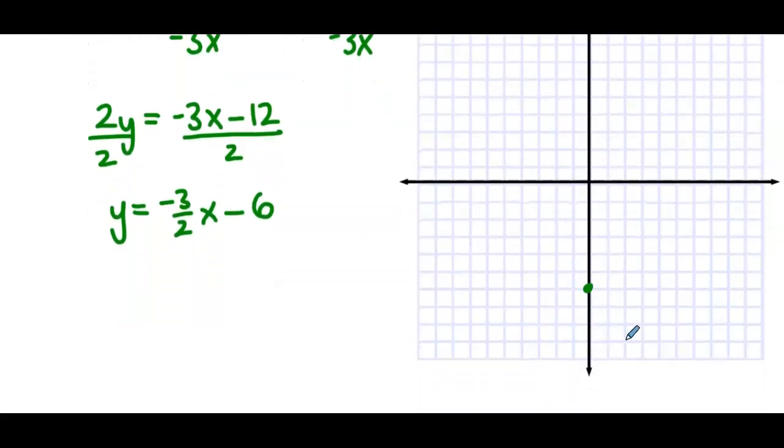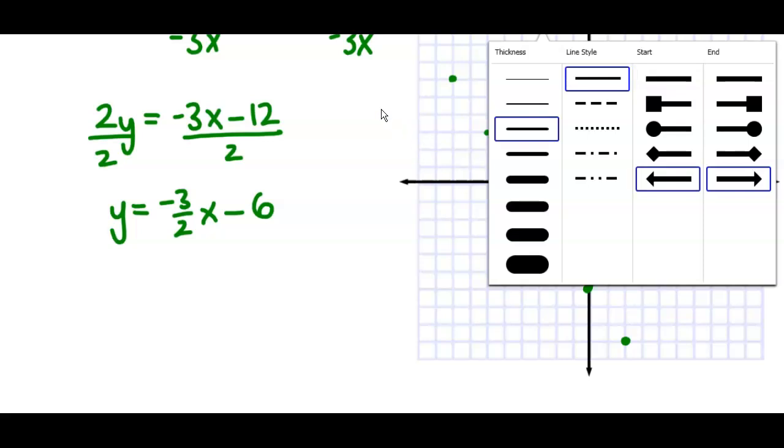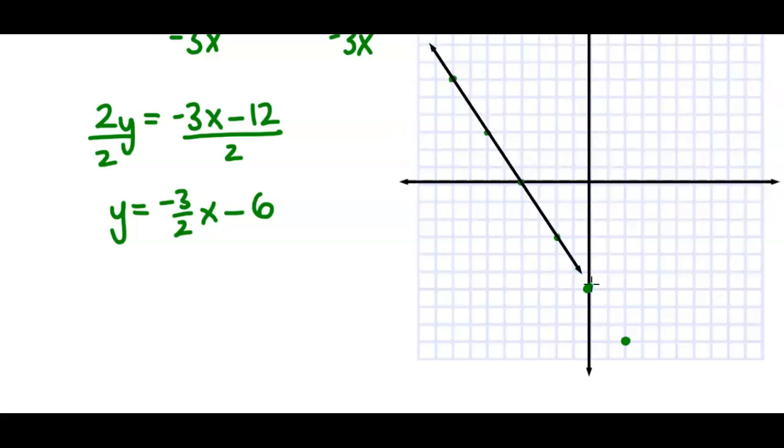So we'll go down 3, to the right 2. Now we've run out of grid, so we'll work in the reverse direction. So instead we'll go up 3, to the left 2, up 3, to the left 2, up 3, to the left 2, up 3, to the left 2. That should be sufficient. Now we'll connect our points with a straight line. And there we have the graph of y equals -3 over 2x minus 6.